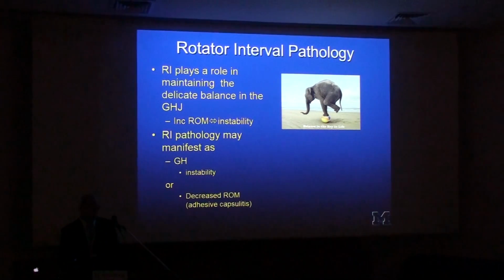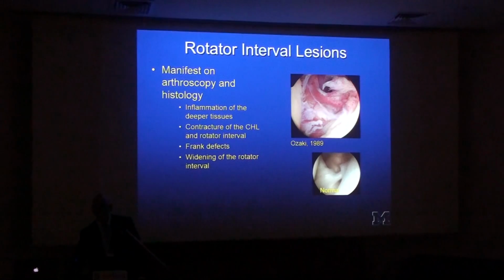Pathology in the rotator interval can manifest as instability, or at the other end of the spectrum, as loss in the range of motion or adhesive capsulitis, and we'll be talking about these two areas as well. Now, rotator interval lesions, or injury, can manifest on arthroscopy and histology as inflammation of these tissues, the capsule and ligaments, contraction of the coracohumeral ligament and the capsule as well, and finally fracture defects, holes, or widening of that interval, which can be appreciated in arthroscopy and MR arthrogram.